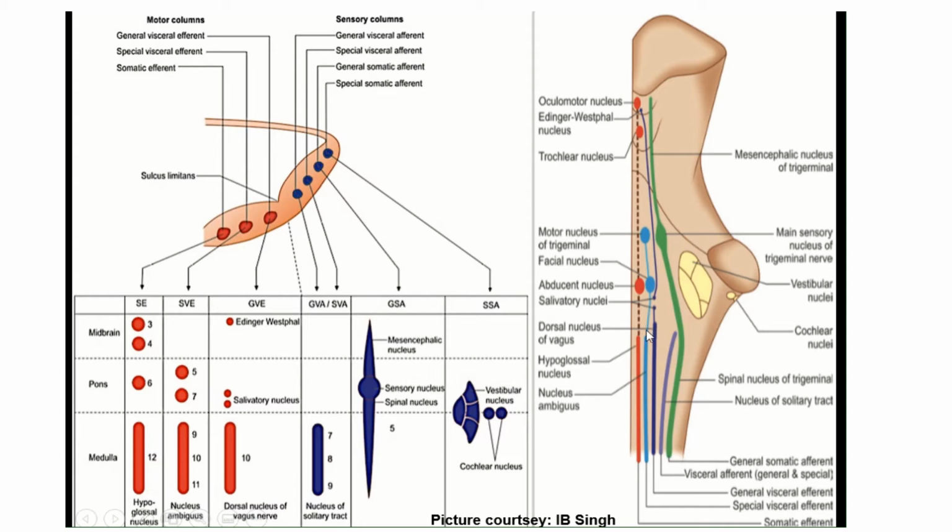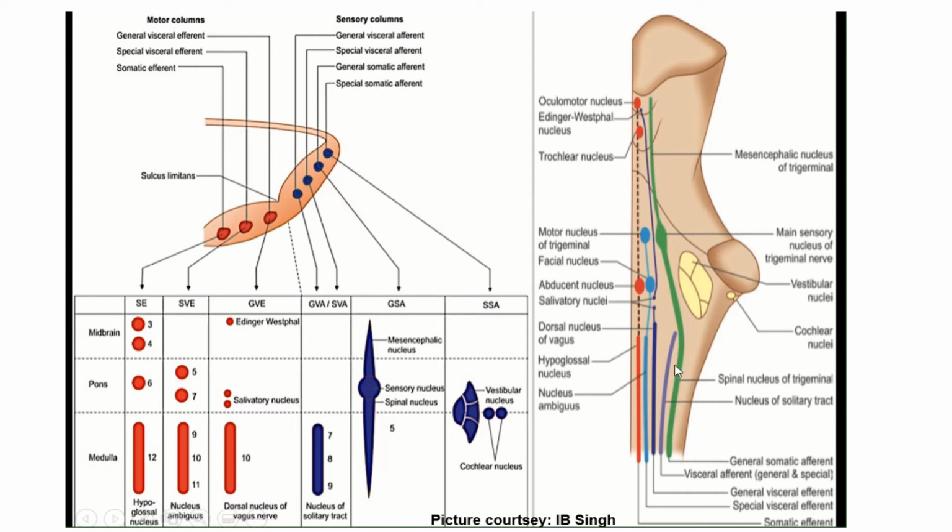The last nucleus of this column is the dorsal nucleus of the vagus. It forms an elongated column that extends throughout the most part of the length of the medulla. This nucleus is responsible for supplying all the thoracic and abdominal viscera, and the ganglia concerned are present in the walls of the viscera supplied.